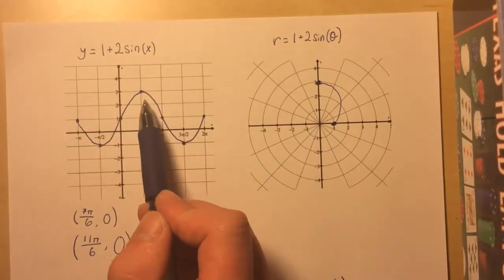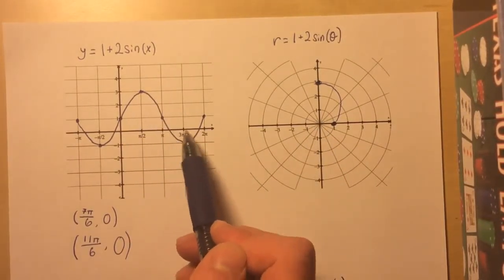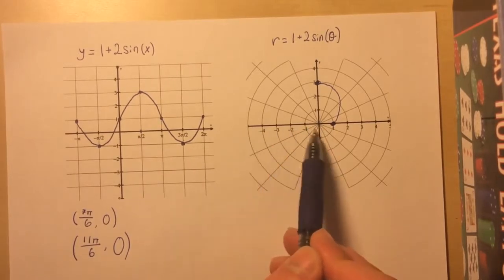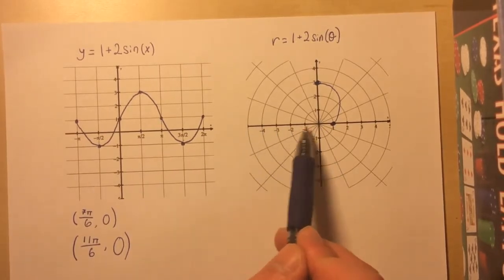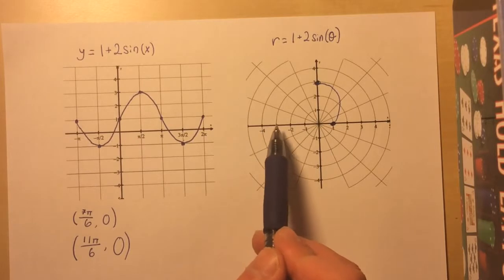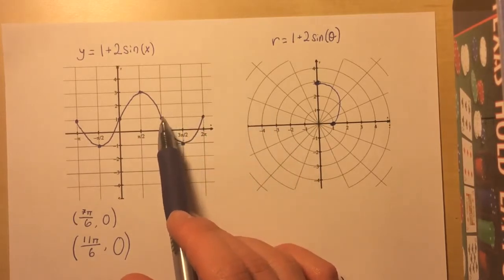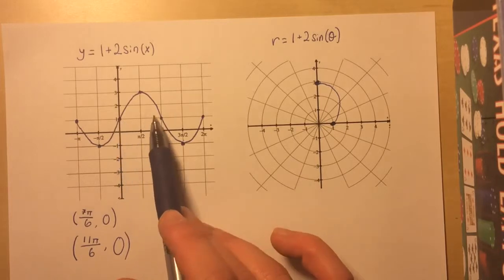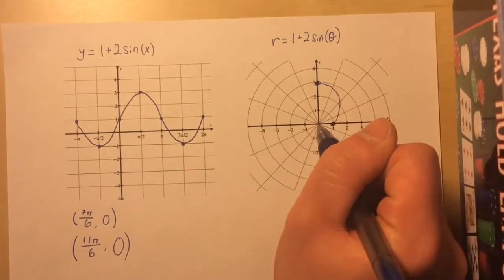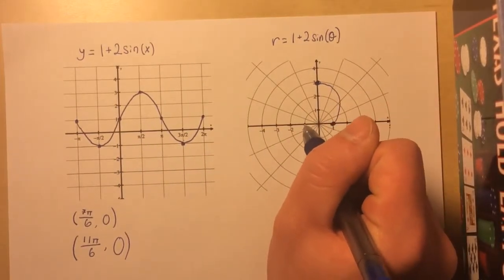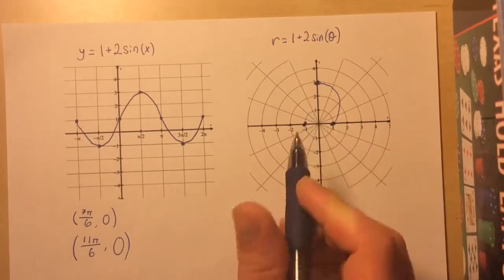Now let's look at this next section, which is from pi over 2 to pi, because once again pi is a pretty important angle, because it's right there. It's one of the axes. So at pi, let's go ahead and plot that. We have r equals 1. So if this is pi and we're going out positive 1, that would bring us out here.